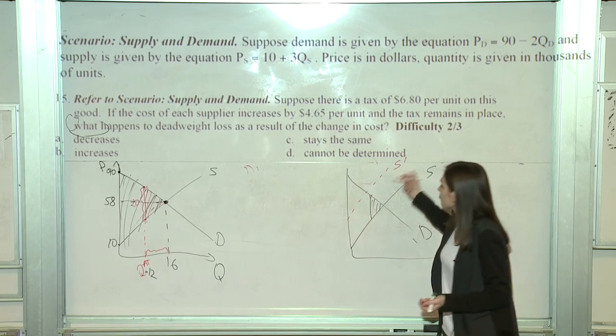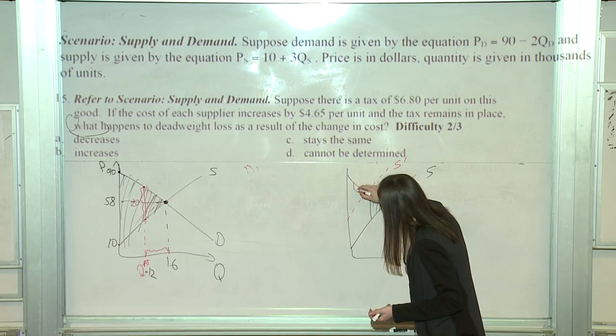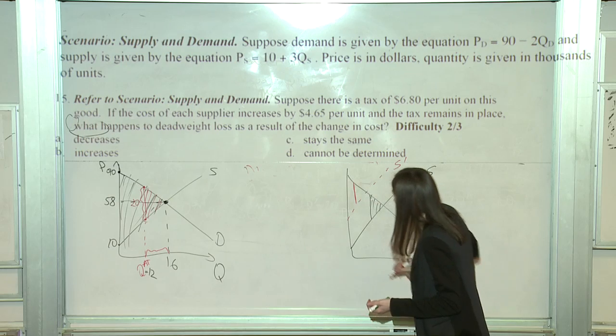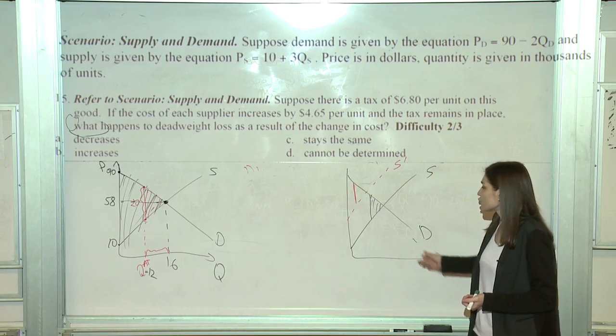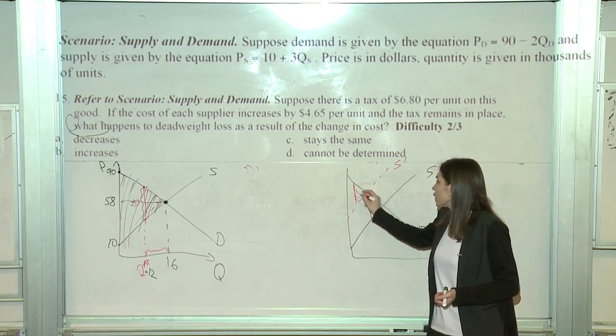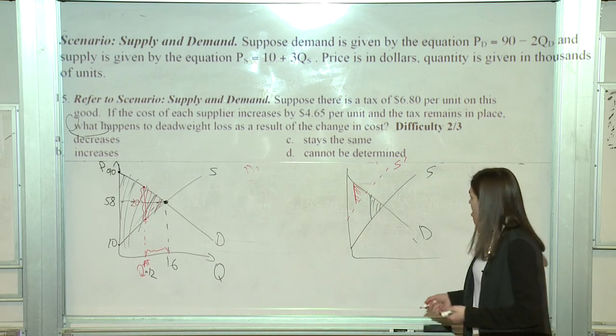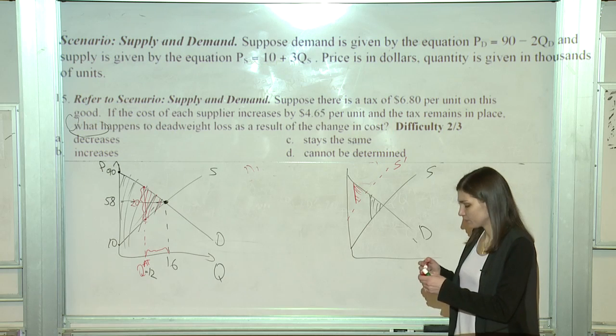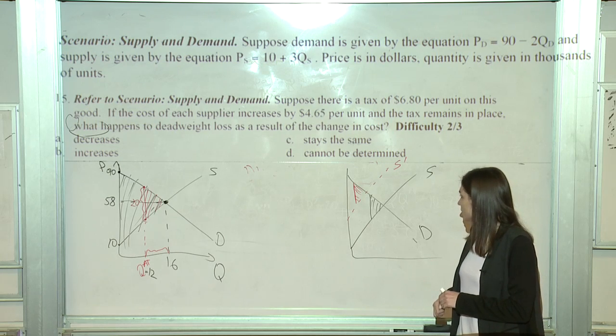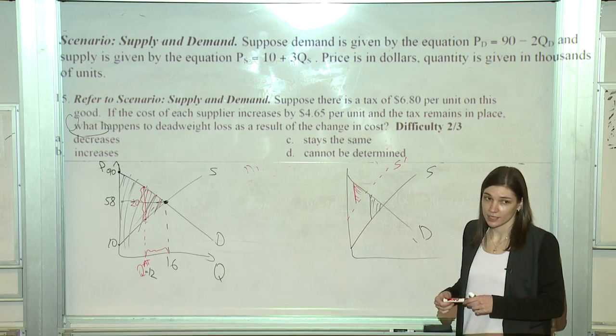Right? So what is the new? Well, the tax is exactly the same. So the difference in demand and supply would be exactly the same. The question is, would the deadweight loss change, decrease, increase, right? What do you think is going to happen? It's going to stay the same, right?